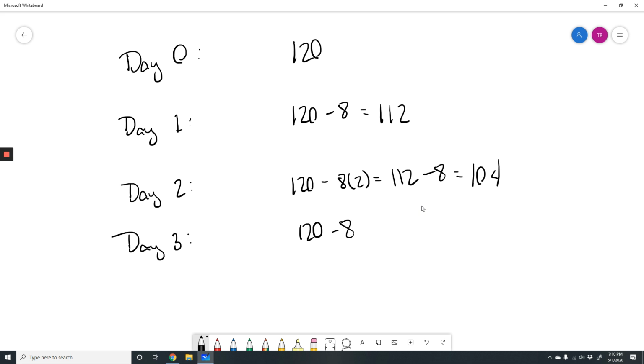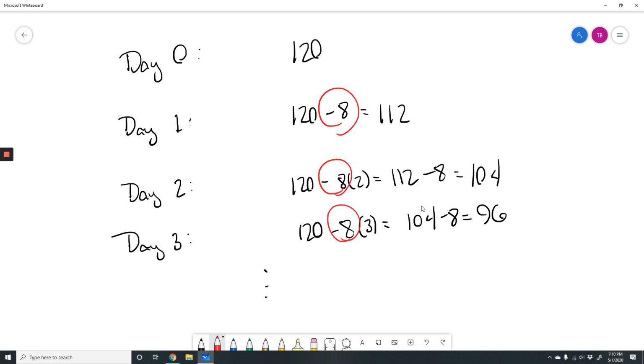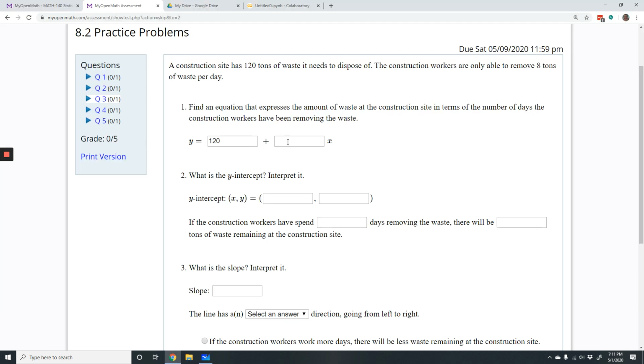Day 3, another 8 tons. Okay, so now I've taken 8 tons out 3 times. So that's 8 tons out from what we had the day before. So I'm at 96 tons. Okay, and so on. So -8, that's our rate of change. That's how much we're changing with each additional day, right? We're taking another 8 tons out each additional day. So our rate of change here is -8 tons.